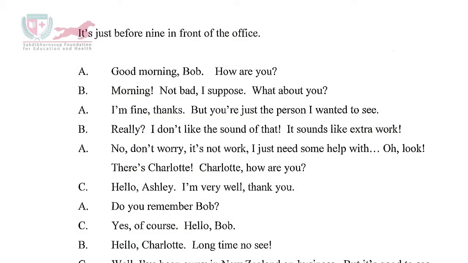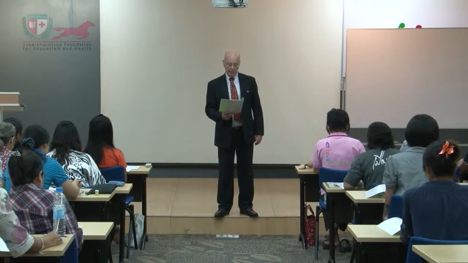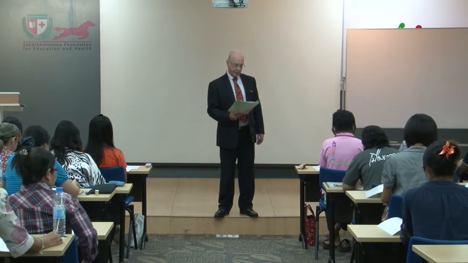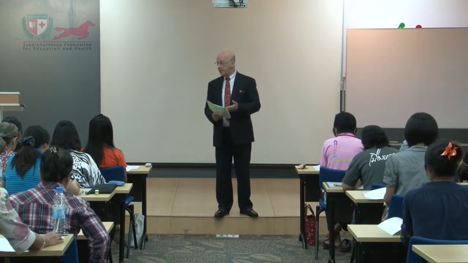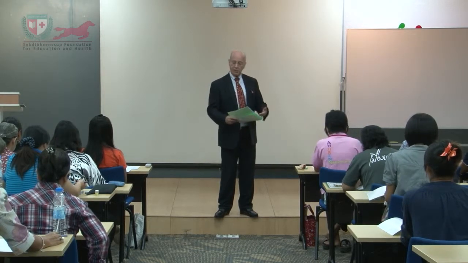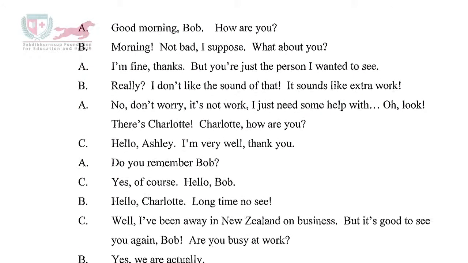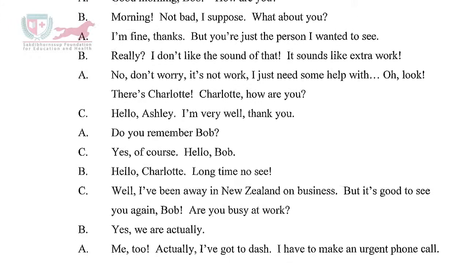Now, if you look at the first dialogue, it's just before 9 in front of the office. We've got 3 people, A, B, and C. A is Ashley, B is Bob, and C is Charlotte. So, this one is just an introduction interview, 2 people, and then a third person meeting in front of the office, talking a bit about themselves.